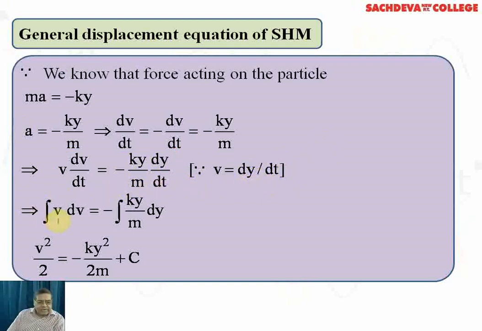Now we have integrated the function, integrating v with respect to v and integrating ky over m with respect to dy. If we integrate v with respect to v itself, the number will come as v square over 2. Similarly, for the integration of ky over m, we will take out k over m outside and integrate 1 dy. So v square by 2 is equal to minus ky square over 2m plus c.